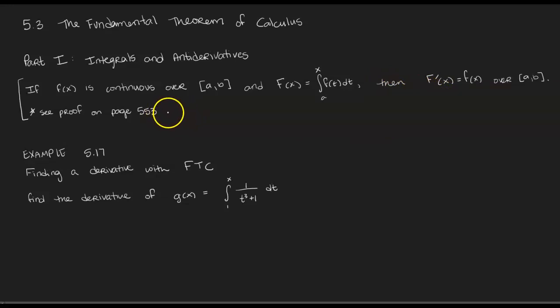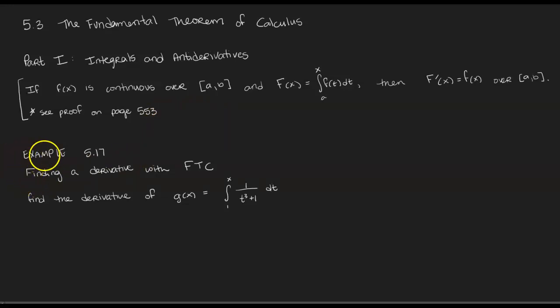For sake of time, we're going to skip the proof, but I do encourage you to read it. It's on page 553. It starts off with taking the derivative of capital F of x, that antiderivative function, using the limit definition of a derivative, and then replacing it with the definition of f, and then simplifying that through just using the rules that we've learned throughout the semester. So take a look at it, have fun.